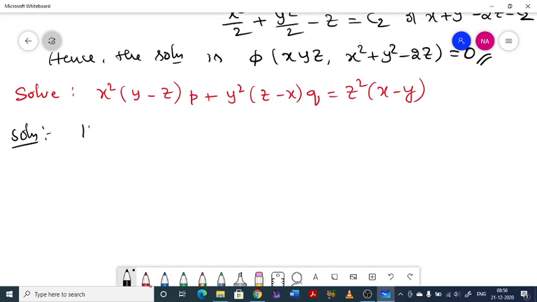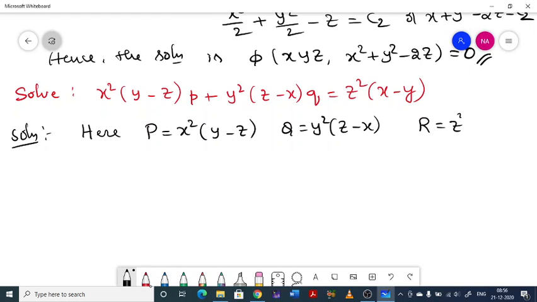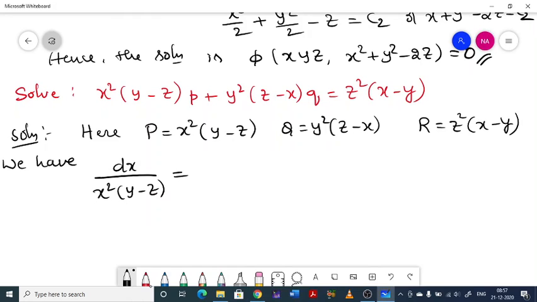Here capital P is x square times y minus z, capital Q is y square times z minus x, capital R is z square into x minus y. We have dx by x square into y minus z equal to dy by y square into z minus x equal to dz by z square into x minus y.